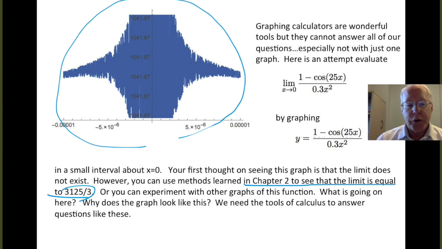So to answer the question, what's going on here? Why does the graph look like this? Well, you need the tools of calculus to answer questions like this. This gets into an area called numerical analysis, among other things. But anyway, keep in mind that you really have to be thinking constantly when you're working with your graphing calculator and trying to draw conclusions from graphs.